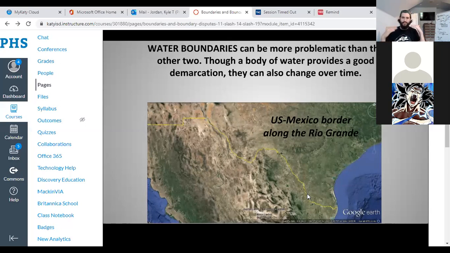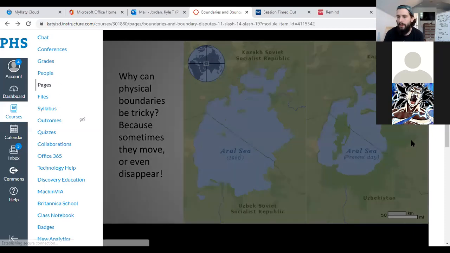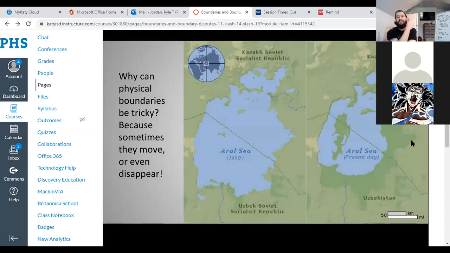They say, this is actually our border. And so even though the rivers can move north and south or east and west, things like this can shift, we still have our same official border. All right. And then we see here, this is the Aral Sea.